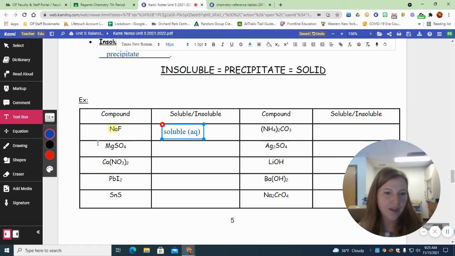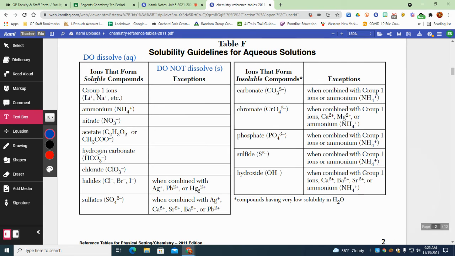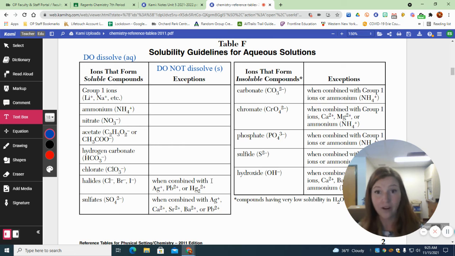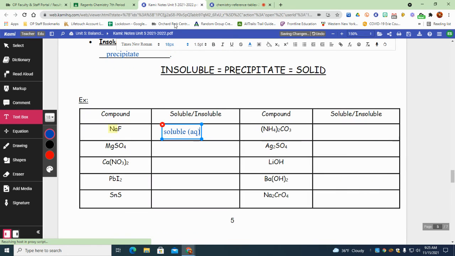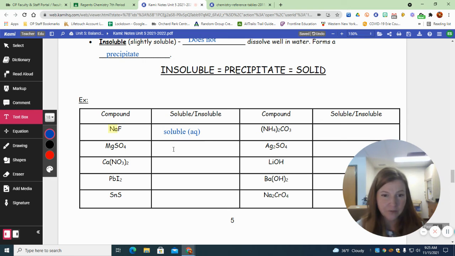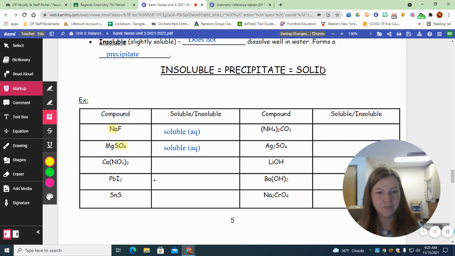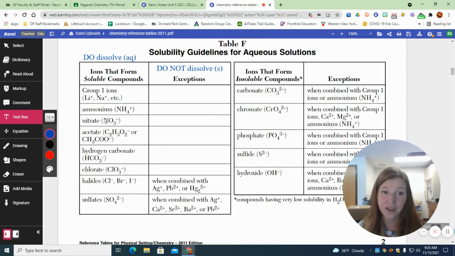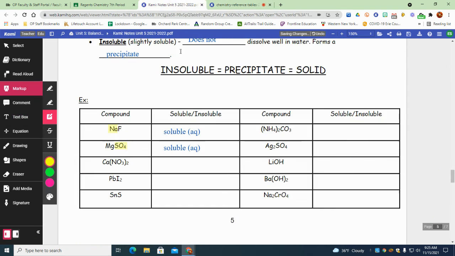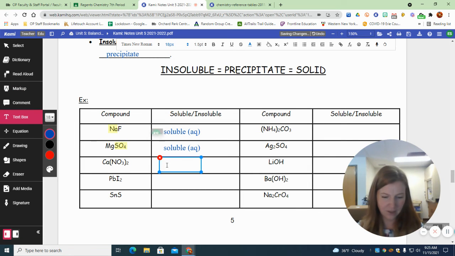If I head down to the next one, we have MgSO4. So I'm going to look for either of those pieces, Mg or SO4. Well, here's SO4. SO4 is typically soluble. Mg is not an exception to that. So this MgSO4 is soluble, and I would mark it as AQ. So the SO4 is what gave it away here. The next one down, we have CaNO3. So as I look here, here's NO3, nitrate. Nitrate is always soluble, no exceptions. So this would also be soluble. I'd mark it as an AQ.